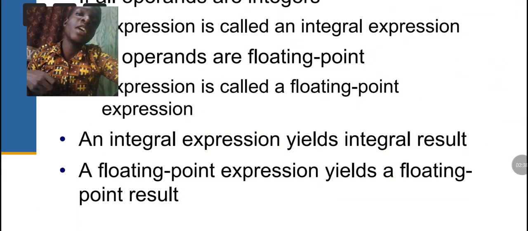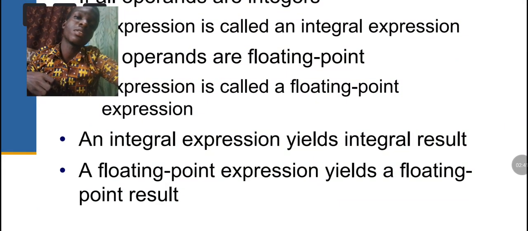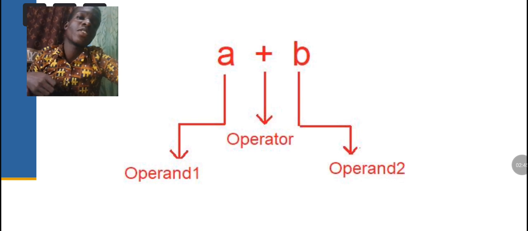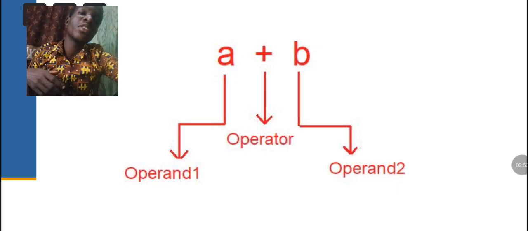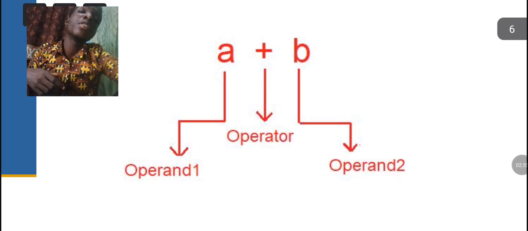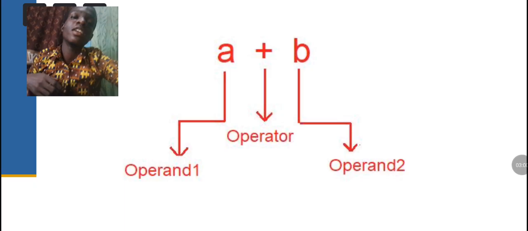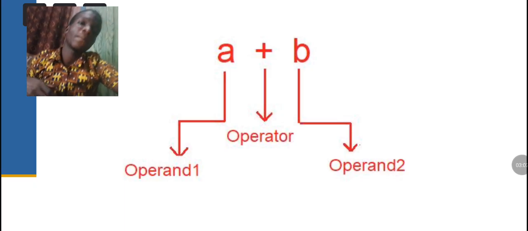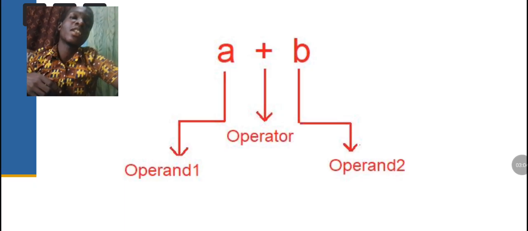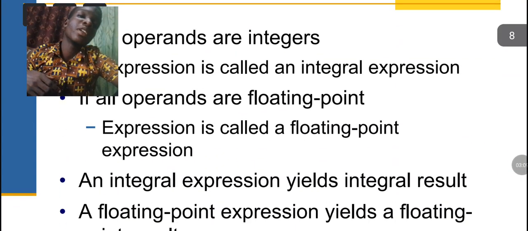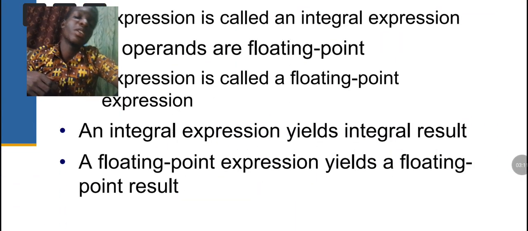An integral expression yields an integral result. If you have 2 plus 3, you get 5. That's an integer answer, an integral result. Then a floating point expression yields a floating point result. If you add 2.3 plus 3.9, you get a floating point result.